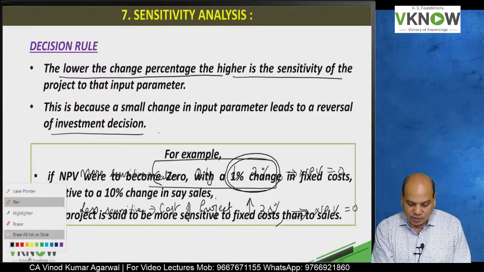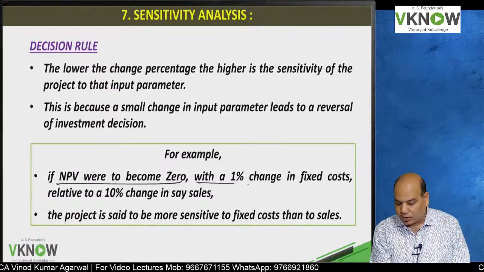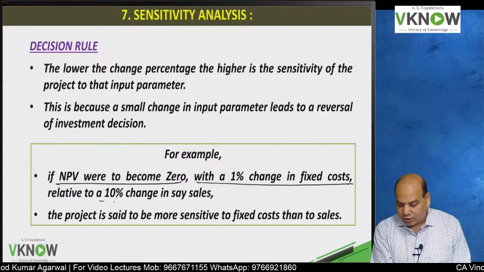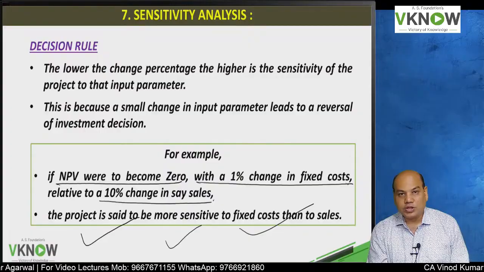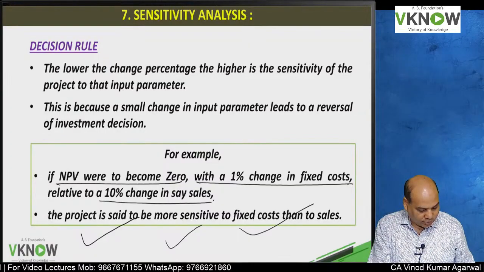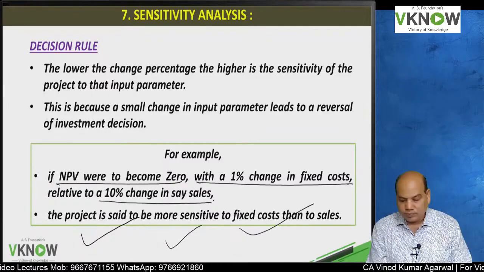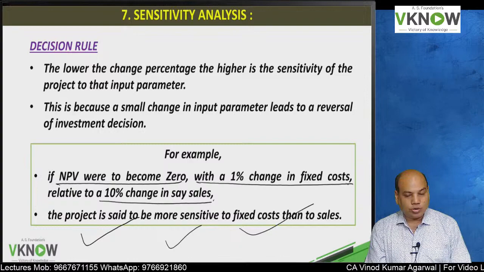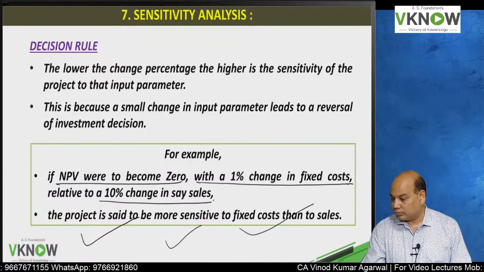Some examples are written in the book. If NPV were to become 0 with a 1% change in fixed cost relative to a 10% change in sales, we will say the project is more sensitive to fixed cost. Is it right? So this is about the theory part of this chapter. Today we'll stop here. We'll continue tomorrow.